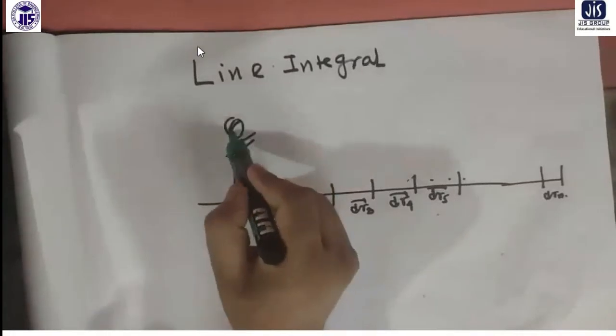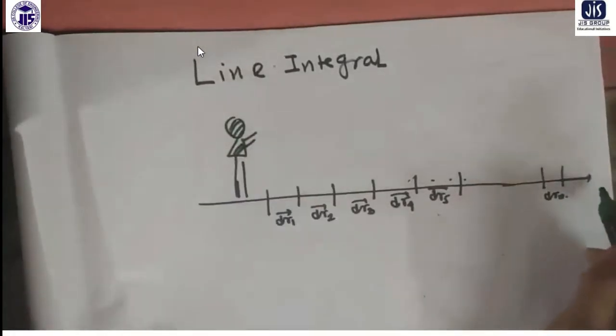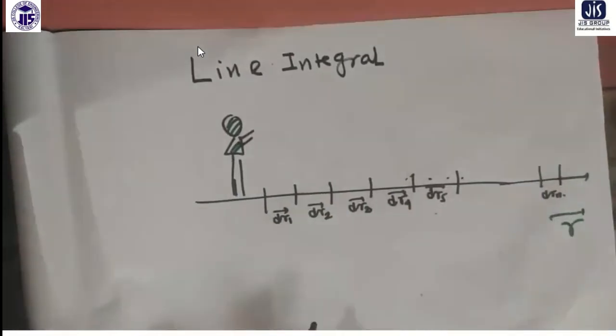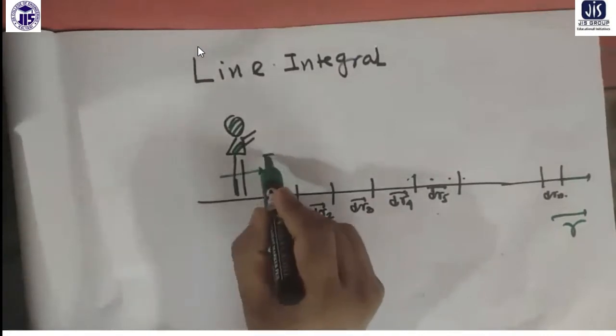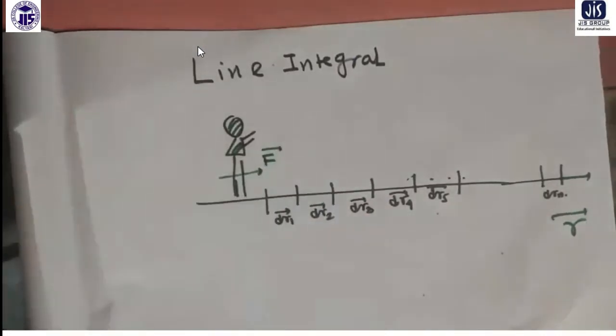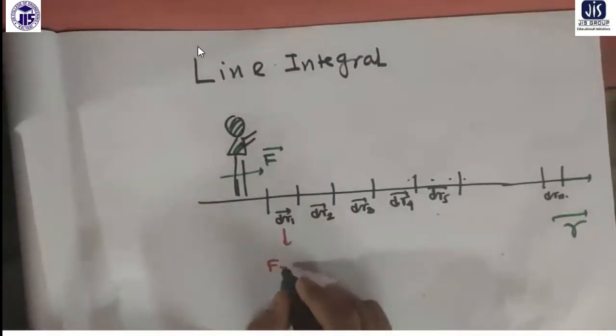One person wants to walk along this one-dimensional path. This is the length vector r. If the person walks in this direction by applying a force, suppose he is applying a force F to walk in that direction. So the amount of work done in moving through this length is F dot dr1.